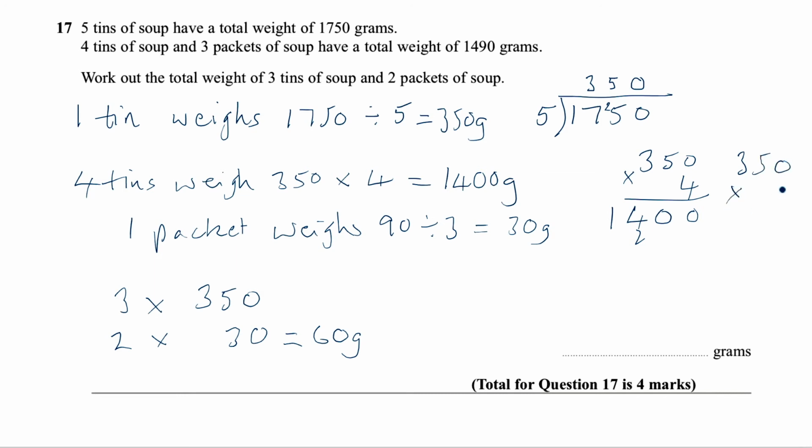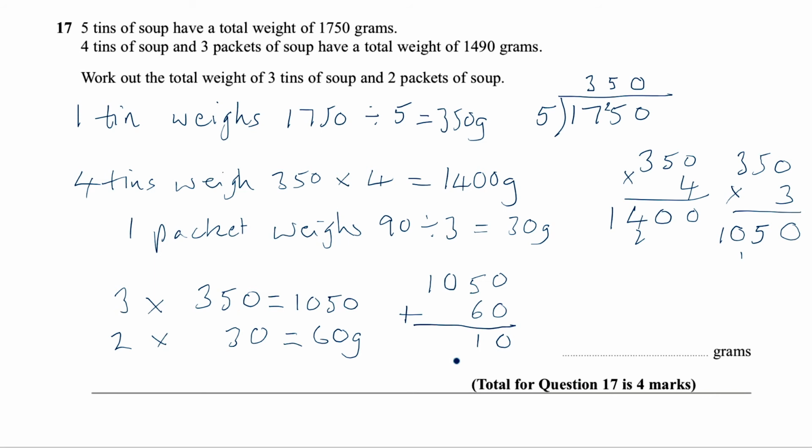350 times 3. 0 times 3 is 0. 5 threes are 15. 3 threes are 9. 1 more makes 10. So that's 1,050. So all we've got to do is to add those two together. We've got to tidy it up and put them here in columns. 1,050 and 60. 0 add 0 is 0, 5 add 6 is 11, 0 add 1 is 1, and 1 add 0 is 1. So we've got 1,110 grams.